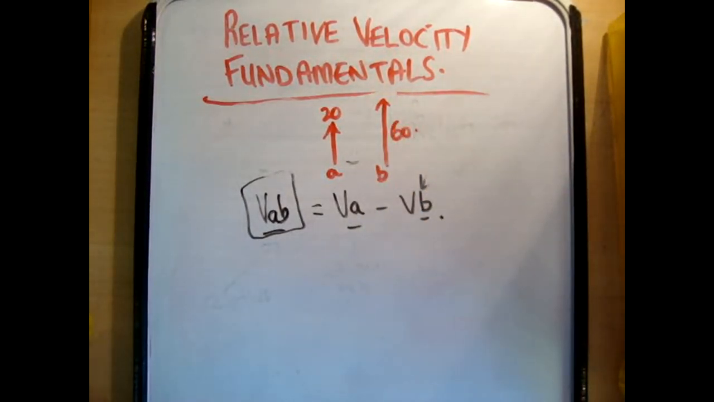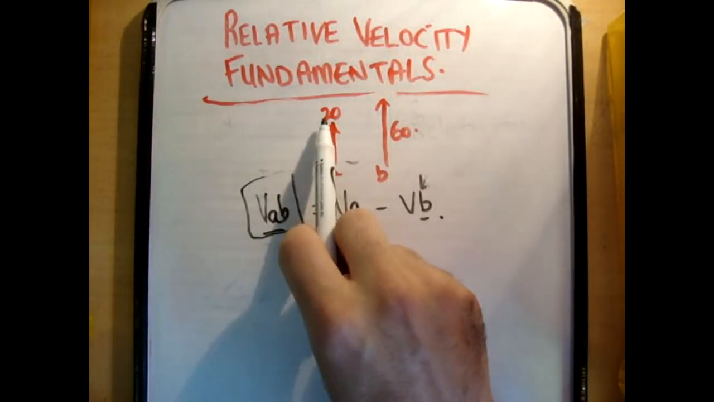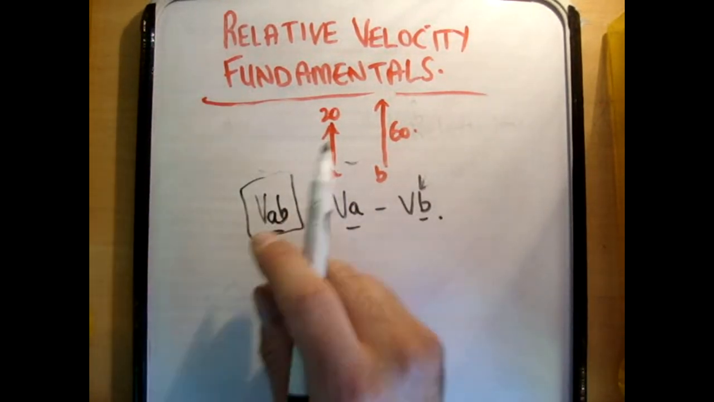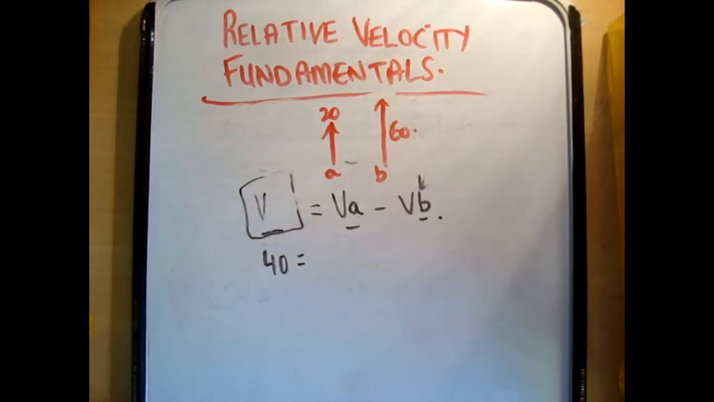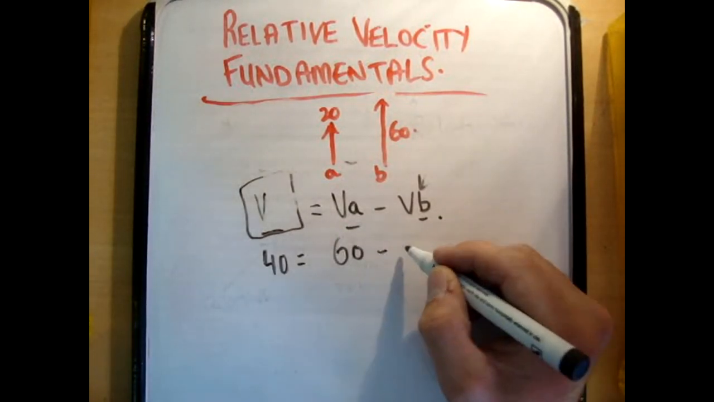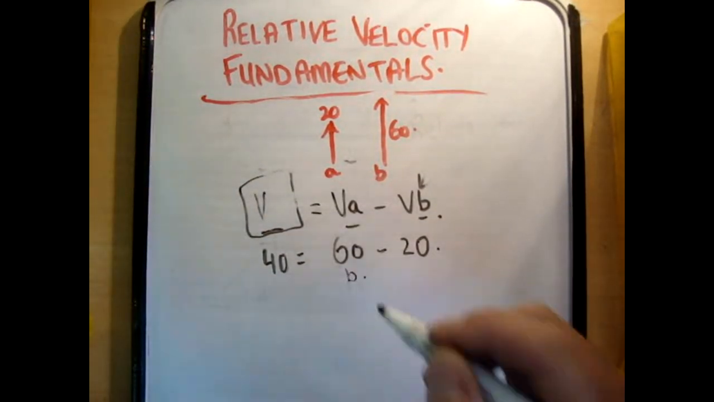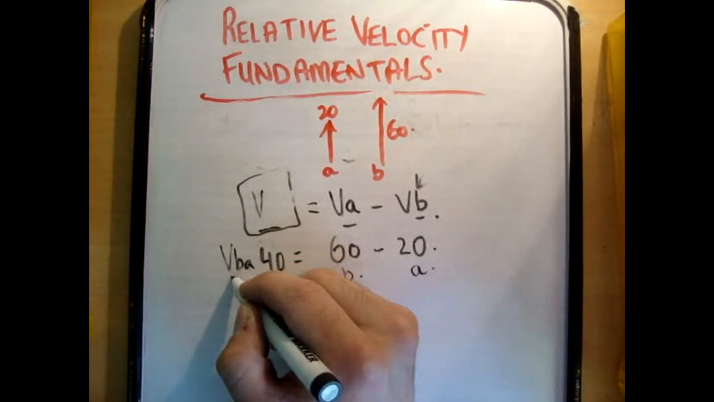Now, I said relative to car A, car B seems like it's going 40 meters per second, of course, because it's slowed down. It seems to be slowed down by the same speed as A. So we should get 40 meters per second. The only way we can get 40 is by having 60 minus 20. Alright, so 60 was B, 20 was A, so this was actually VBA.